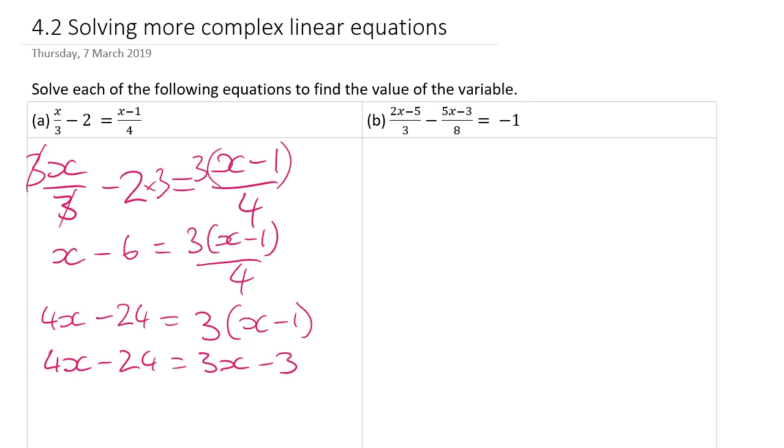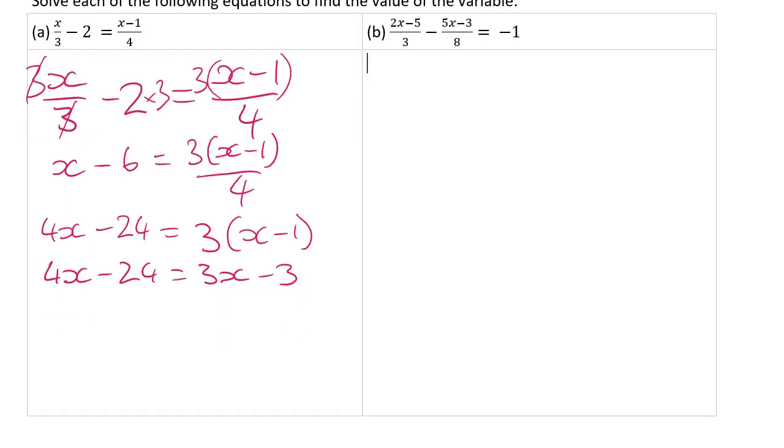So 4x minus 24 equals 3x minus 3. It's 3x because 3 times x is 3x, and minus 3 because 3 times negative 1 is negative 3. Now I've got it in a nice format where I can move things around.